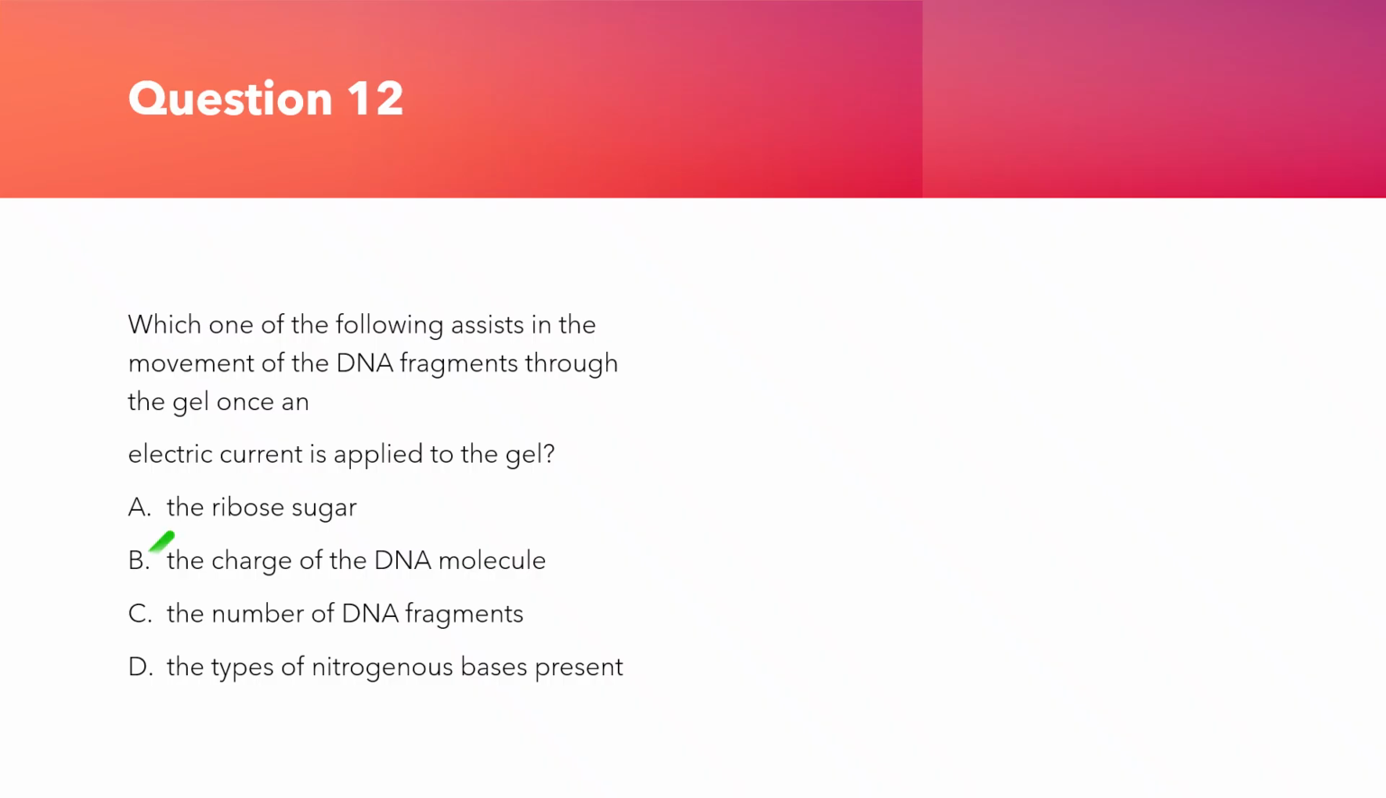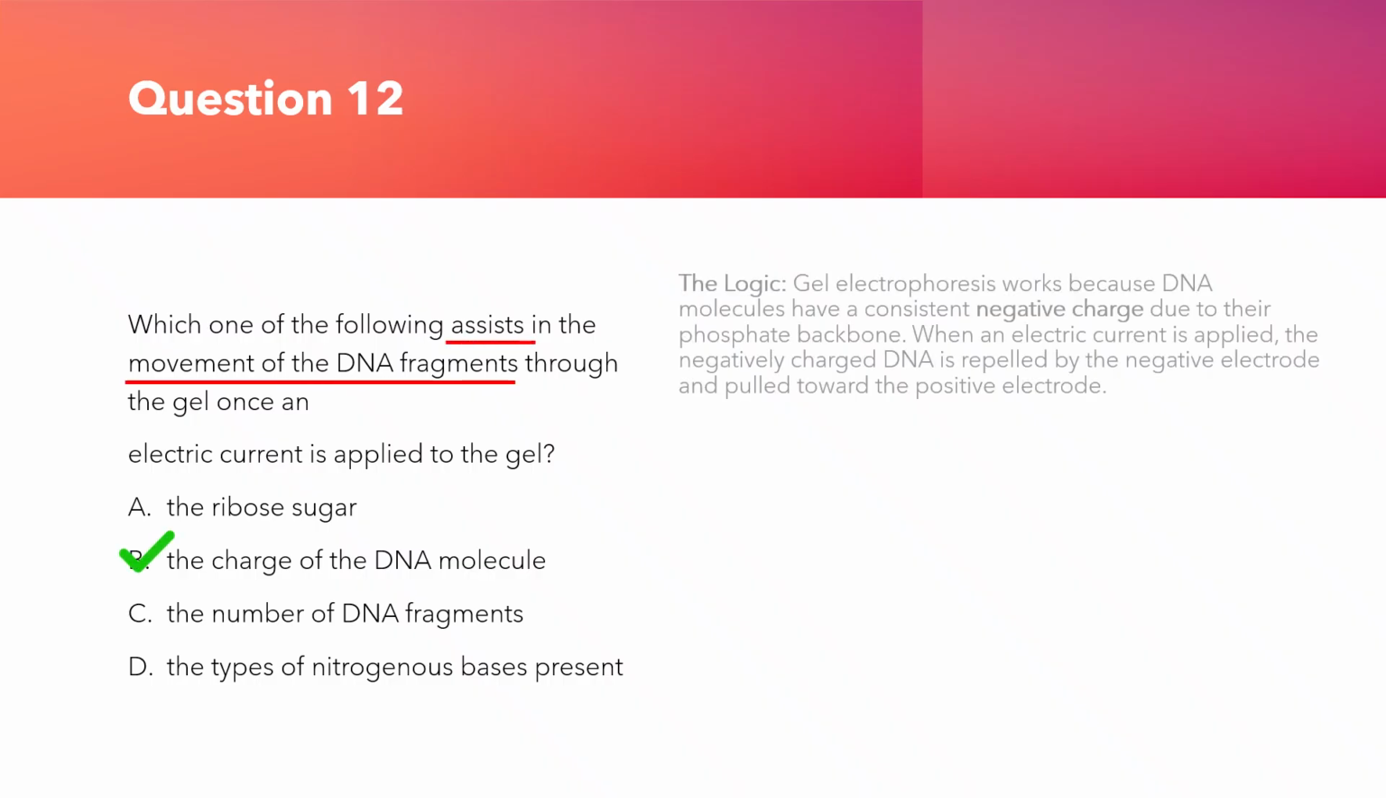The answer: B, the charge of the DNA molecule. The logic: gel electrophoresis works because DNA molecules have a consistent negative charge due to their phosphate backbone. When an electric current is applied, the negatively charged DNA is repelled by the negative electrode and pulled toward the positive electrode. Why are the other options incorrect?